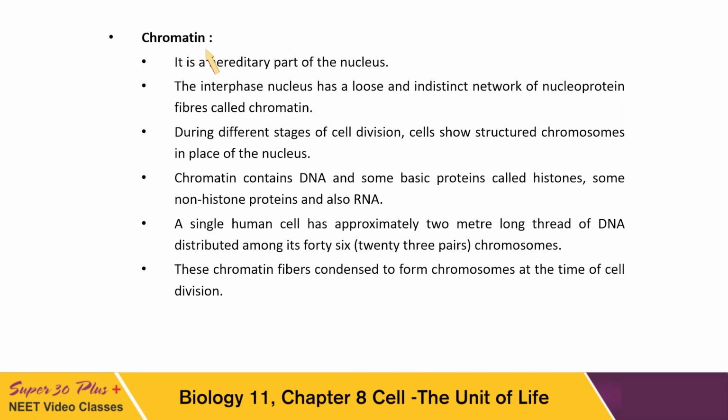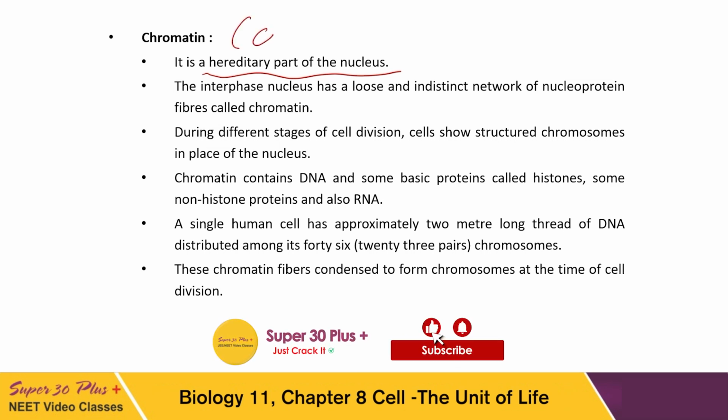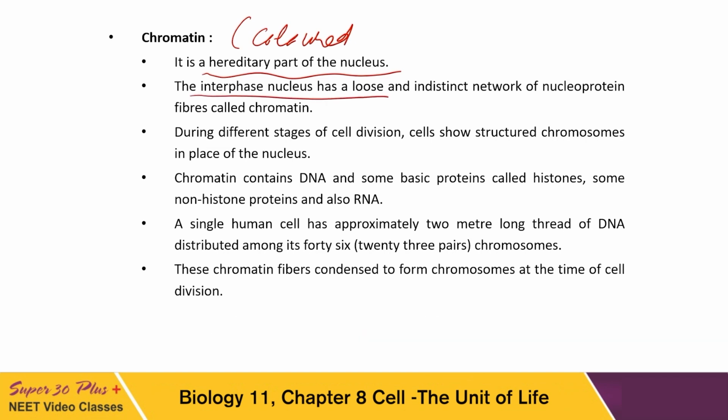It is a very important one, the hereditary part of the nucleus. Chromatin, colored, because it can be colored. This is the colored part, chromatin. The interphase nucleus has a loose, indistinct network of nucleoprotein called chromatin. Like this is the interphase nucleus. Here we have a non-distinct, net-like structure that is known as chromatin net.